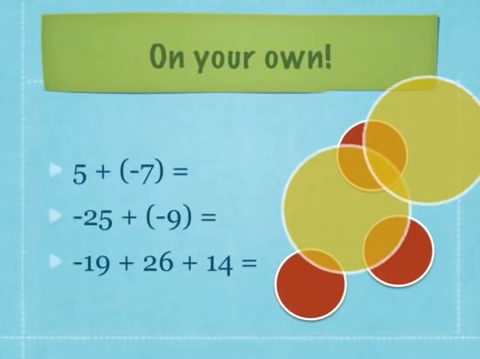Here are your on your own questions for adding integers with different signs. Remember that you should practice using all 3 strategies. So there should be one solved with counters, one with a number line, and one using absolute value. For this third one, you can add the 2 numbers to get an answer, then add the third number to that one.